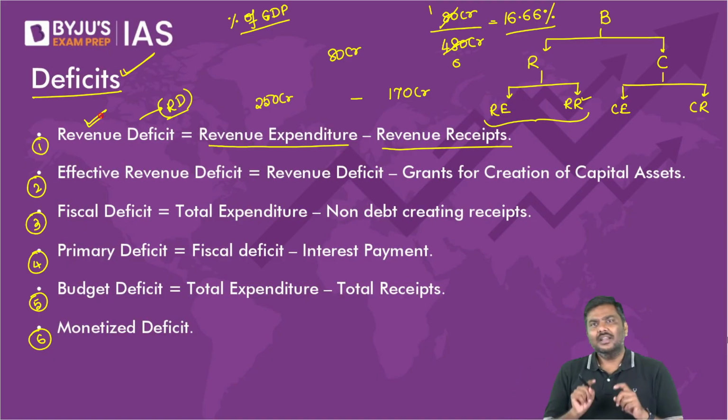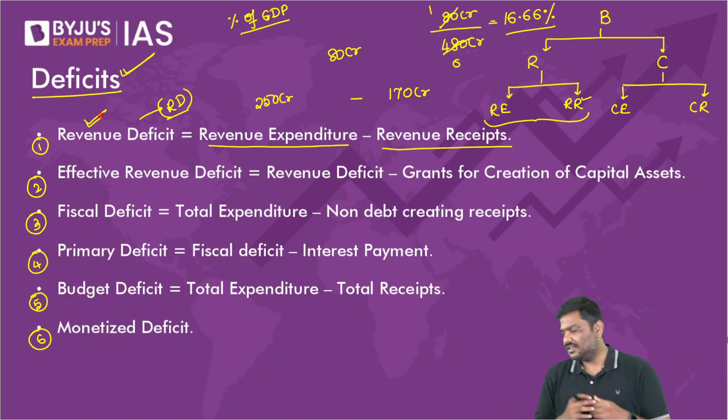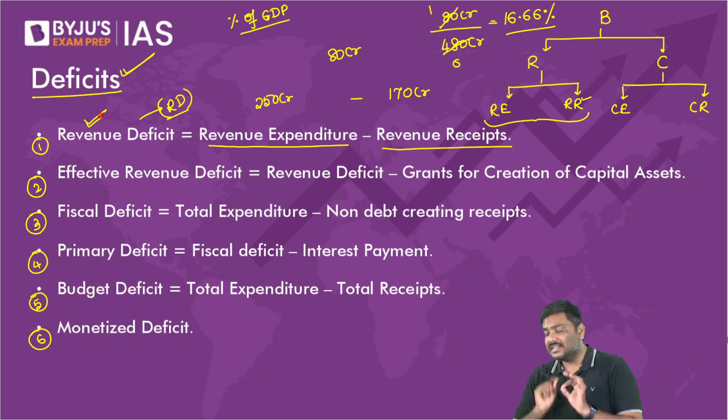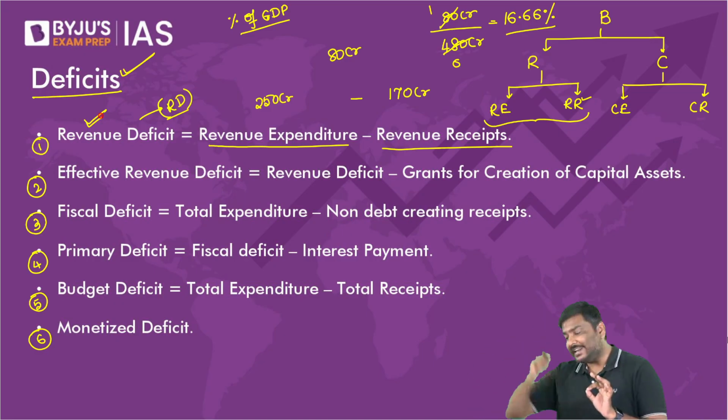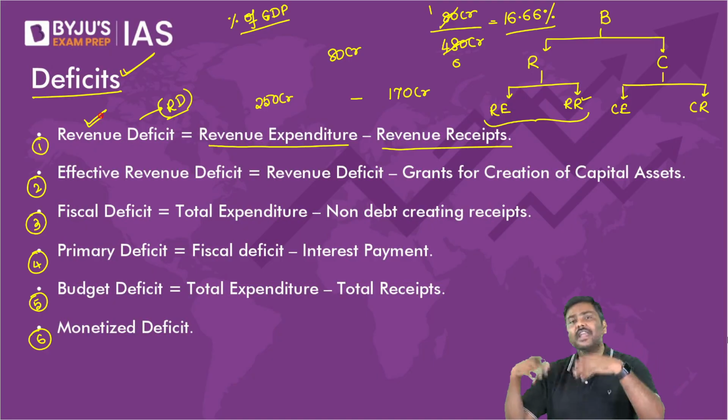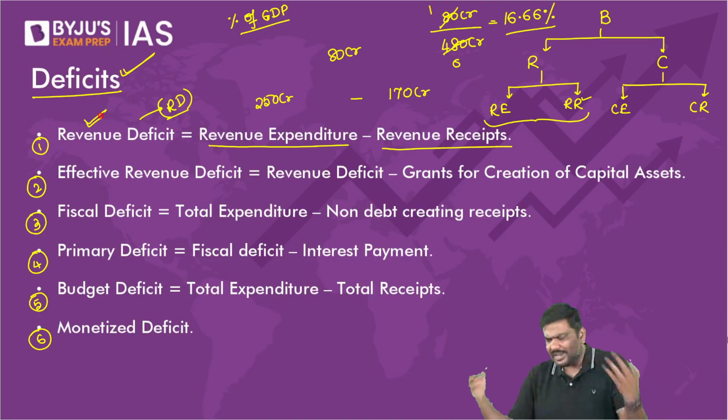Please understand and tell me now, under the revenue head of the budget, is the central government going to create any kind of assets? Let me know. Under the revenue head, is the central government going to create any kind of asset? That is, are the assets of the government of India going to change? Are they going to increase?